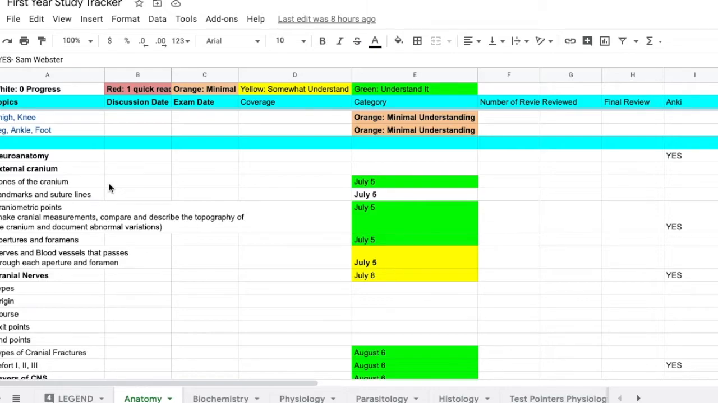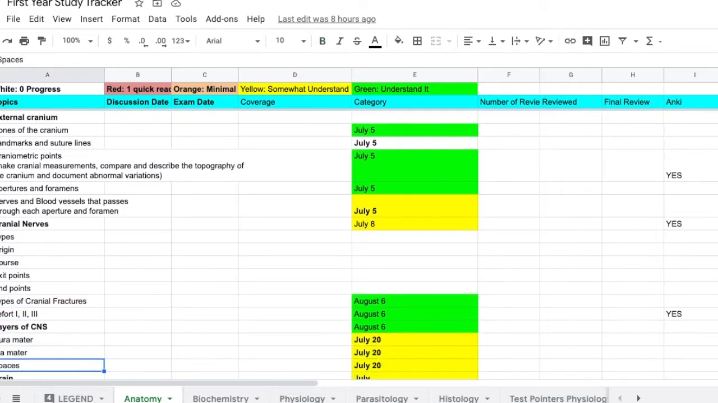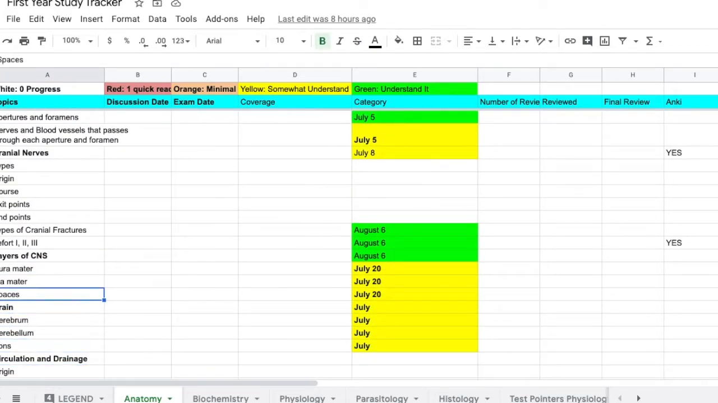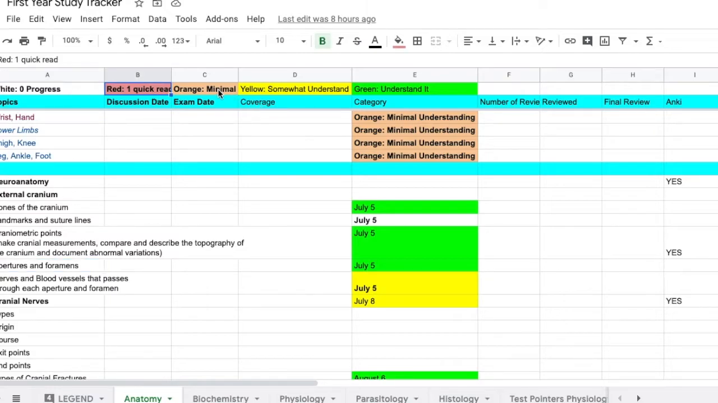For our exam this coming Tuesday, August 11, we have to cover the ones in the first column. On this tracker, you'll see a legend that shows how much understanding you have of a specific topic. If the cell is tagged white, then it's zero progress. You haven't touched that topic at all.